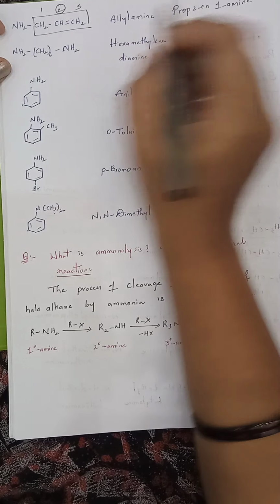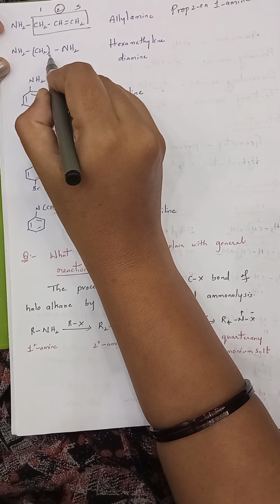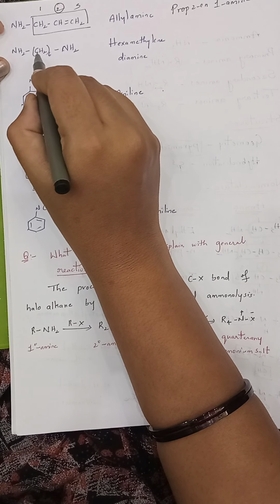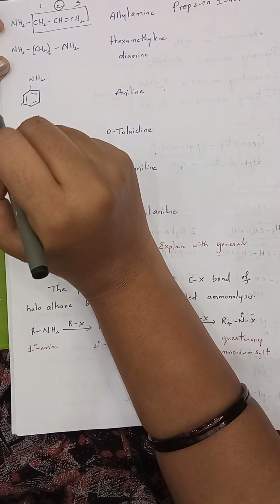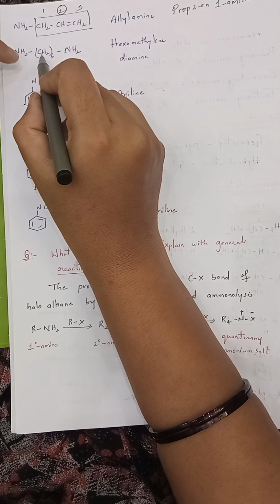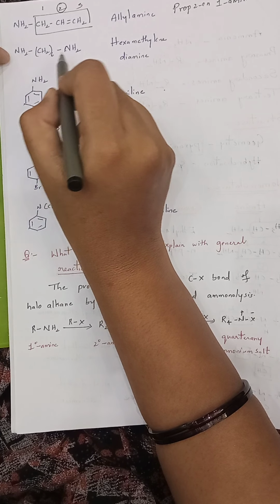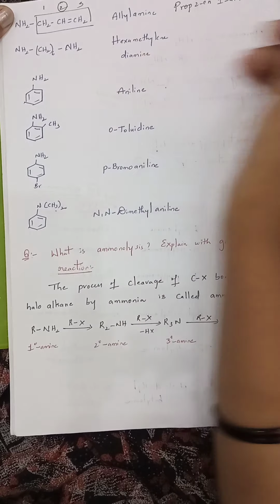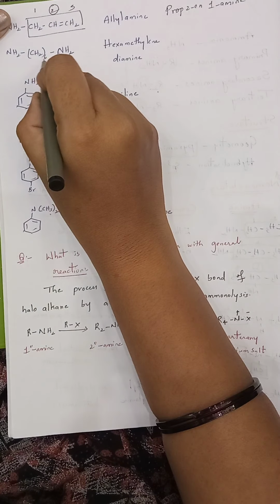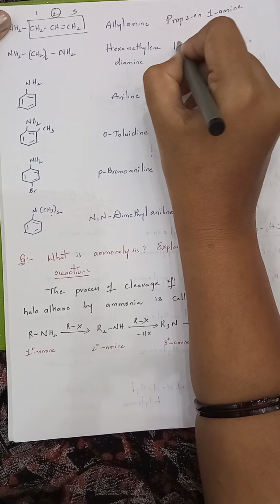Okay, now the next one. So CH2 taken 6 times indicates that 6 such CH2 groups are present on the normal chain. To the first carbon atom NH2 is attached, and to the sixth carbon atom NH2 is attached. So we can call it, due to having 6 carbon atoms, the root word is hexane.